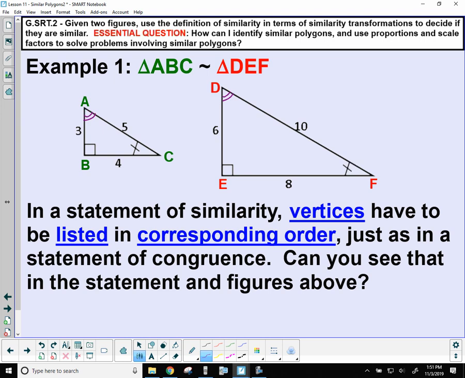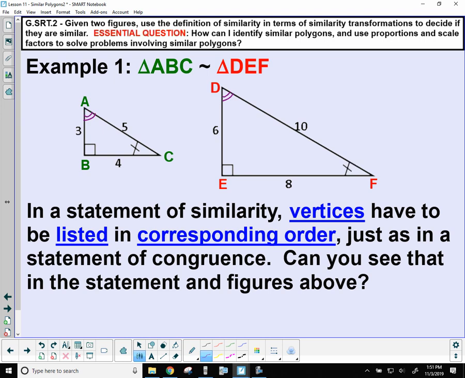If you notice the side ratios, we can easily tell that the scale factor here is just multiplying by 2. So 3 is to 6, 4 is to 8, and 5 is to 10. Or if we were going in reverse, 10 to 5, 8 to 4, 6 to 3. So, we have similar triangles right here.